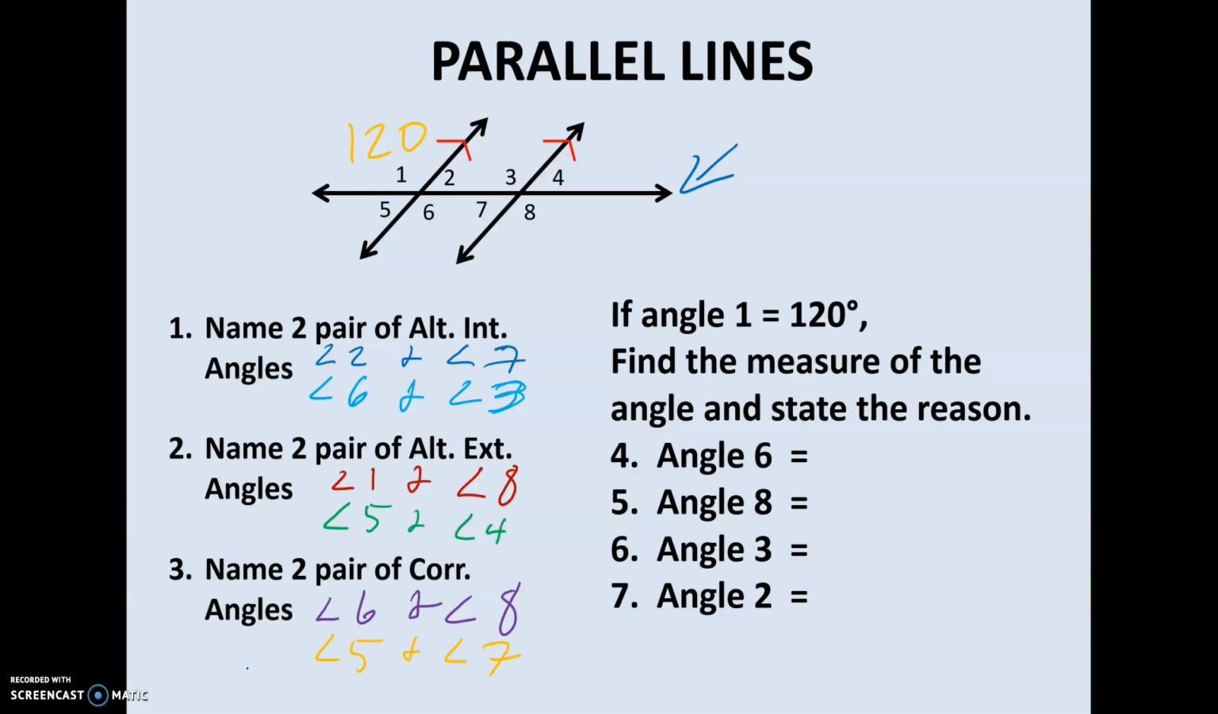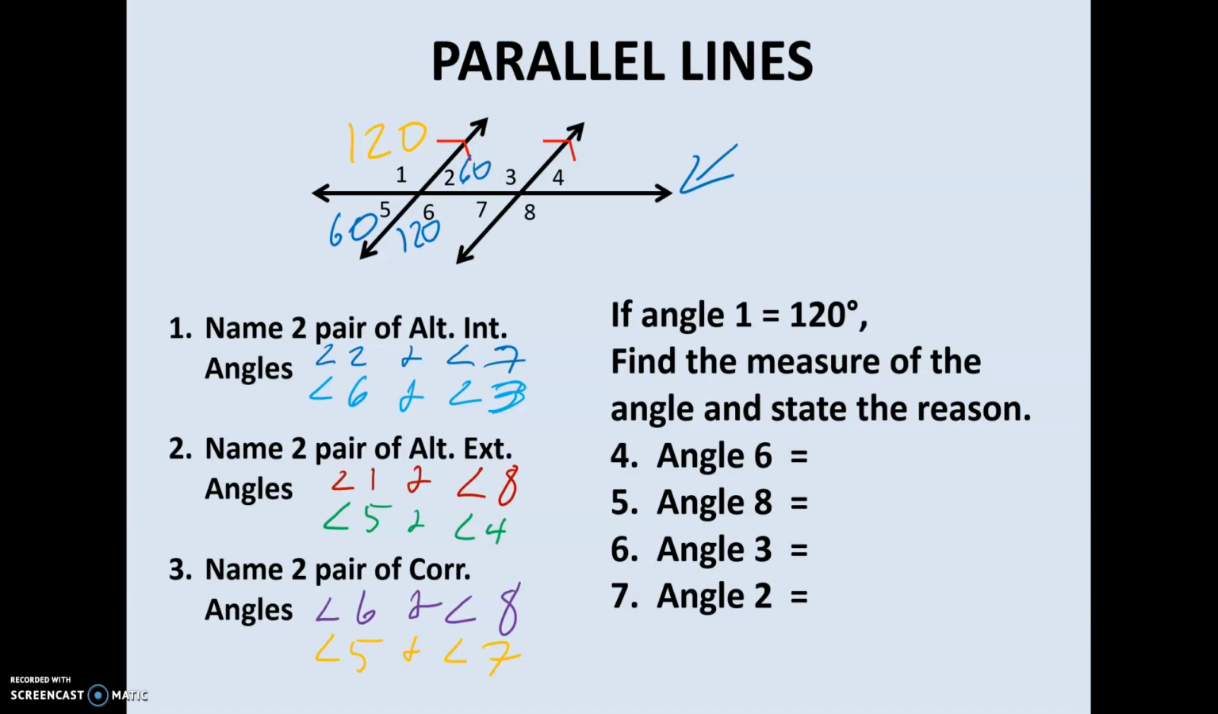Before I would even look at which ones they want us to find, I would do what I know. I know vertical angles are the same. So angle 1 is 120, so I know angle 6 has to be 120. And I know angle 1 and 5 are a linear pair. That means they have to add up to 180. So 120 plus 60 has to be 180. And again, we have vertical angles, so this would be 60 also.